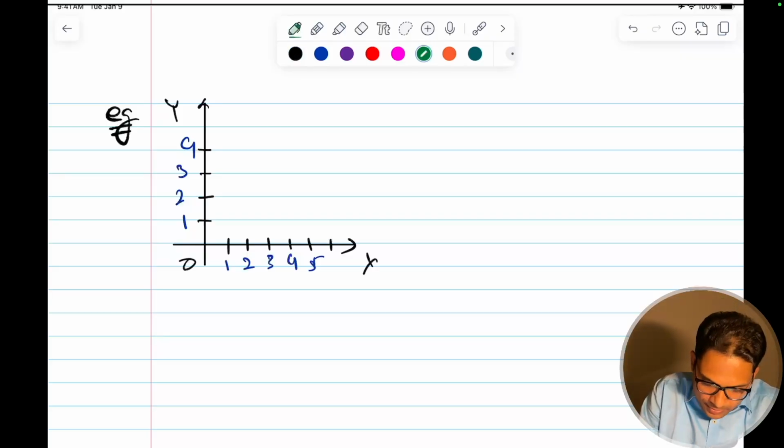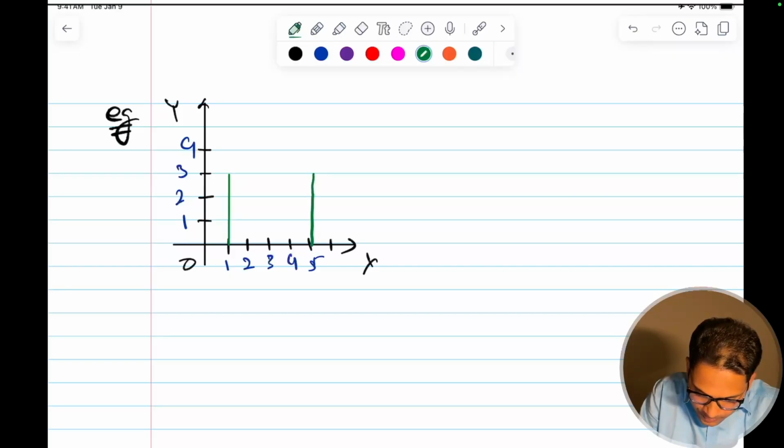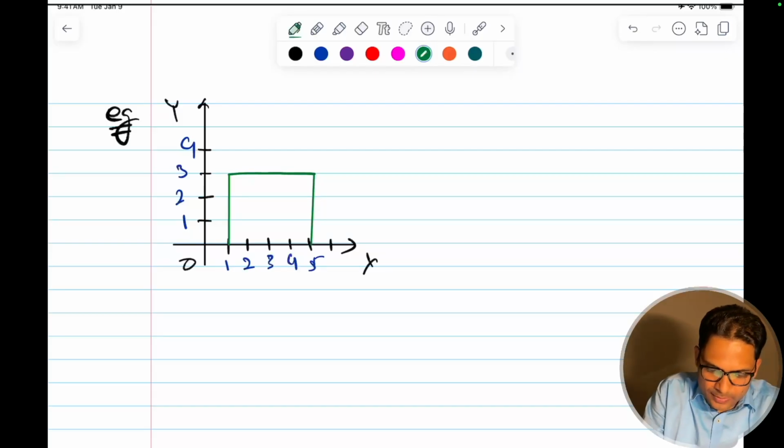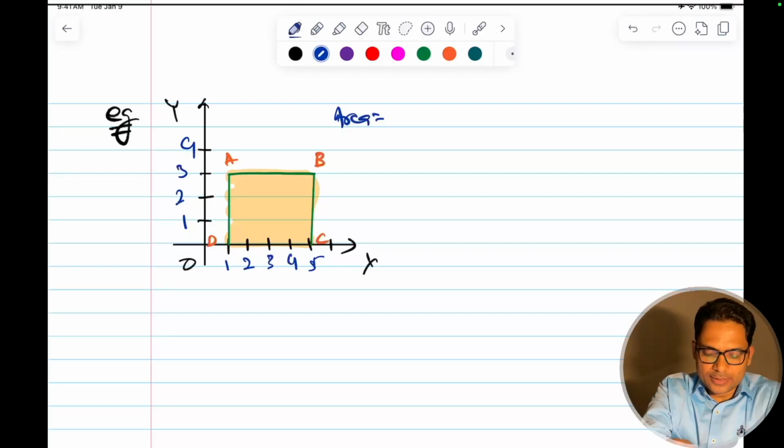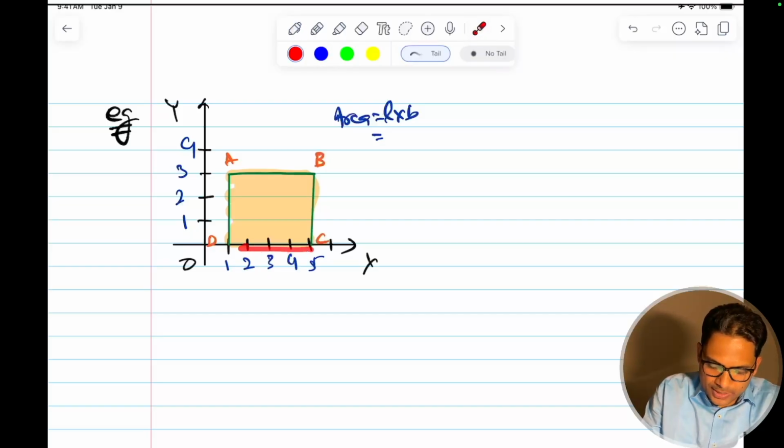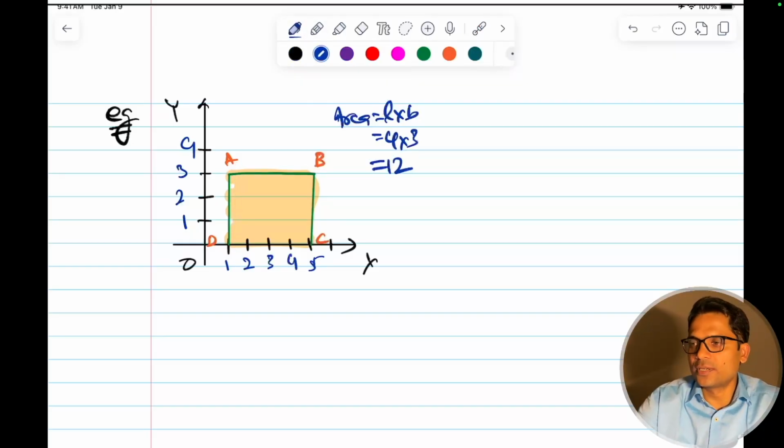So say for example, I have a rectangle here from here to here. So I form a quadrilateral, a rectangle, ABCD, like this. And this is the area I want to find. So we know the area simply. Area for this simple thing is just length into breadth. Length into breadth is, length is here 5 minus 1, 4, and the breadth is 3. This is equal to 4 into 3. This is equal to 12 units, whatever is the unit.